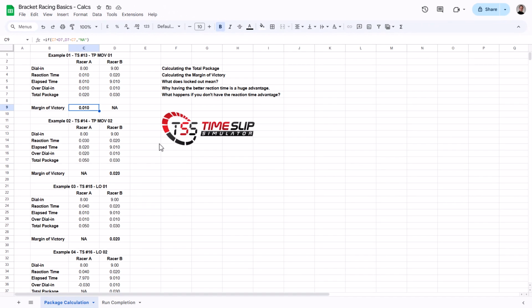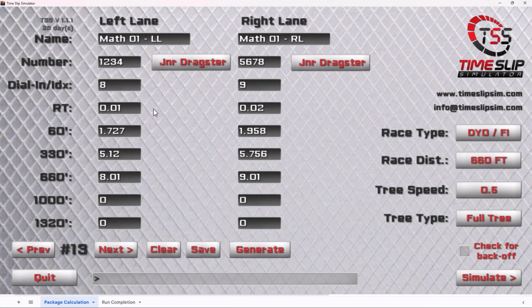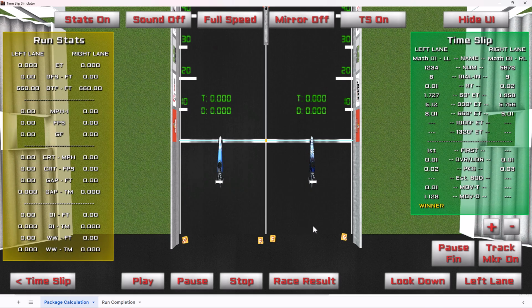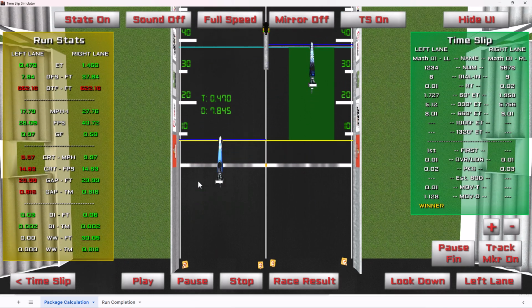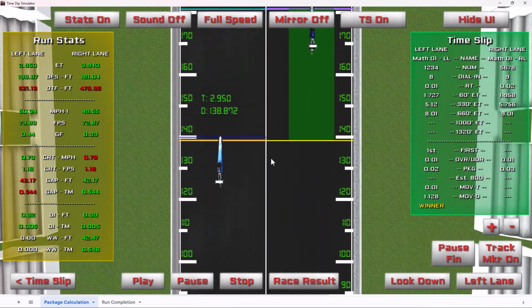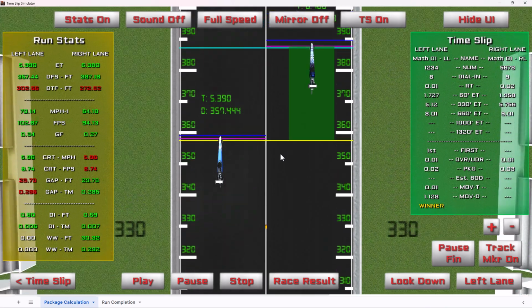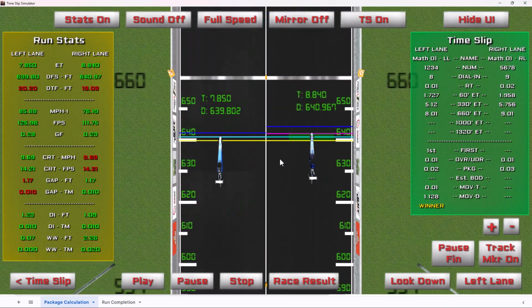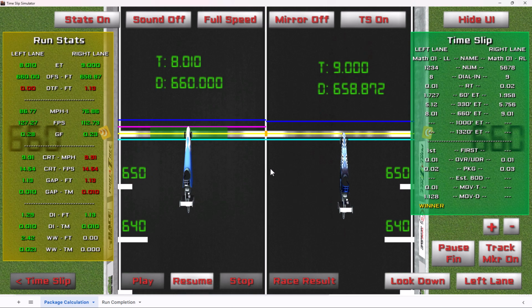Let's just quickly check that out in the TSS. So here's that example in the TSS. Just simulate. We can see down here in the time slip pop-up that it is in fact 100th and it's 1.128 feet. So let's just play that. We'll just wait for it to get to the end. I'll zoom in a bit once we get there. Zoom in. And there's the margin of victory there, the 100th. So the difference between the light blue line and the yellow line.